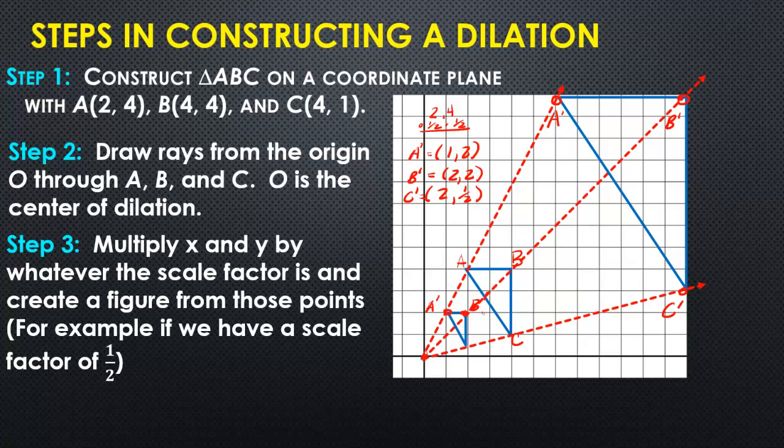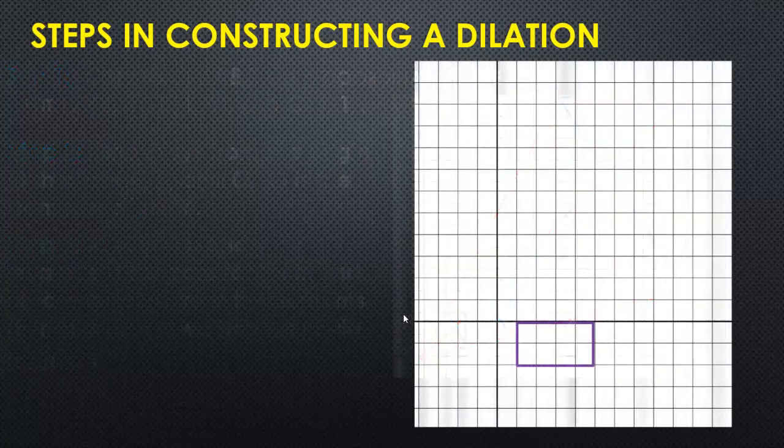There's 2, 2, so that would be B prime, which you really can't see. Sorry about that. And C prime is at about 2, 1/2. So that would be a reduction. So obviously with a reduction, the figure gets smaller. With an enlargement, the figure gets bigger.